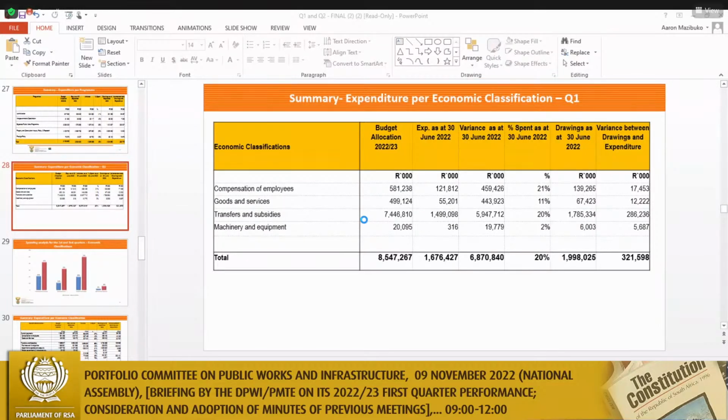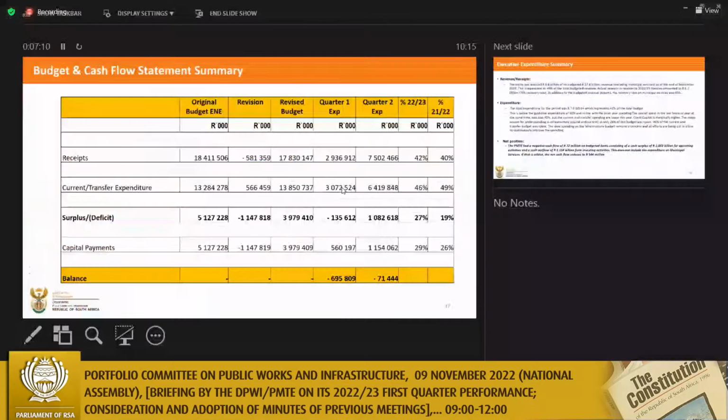Chair, on PMTE, this is a comparison of budget against the cash flow. On the receipts, we projected for the annual year 18.4 billion. I'm not going to talk about revision because it was done after the first quarter, so I'll ignore that. So against that total projected receipts, in the first quarter, we received 2.9 billion. In terms of the percentages, Chair, forgive us because it was basically meant to deal with the quarter 2, and the comparison also was against the quarter 2 of last year. So our sincere apology for that.